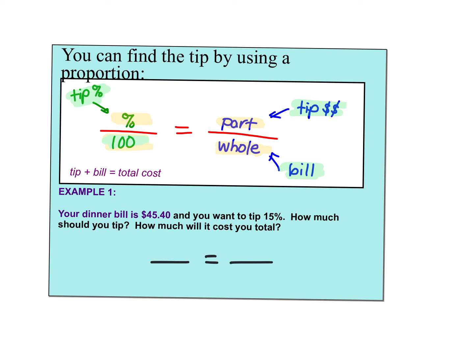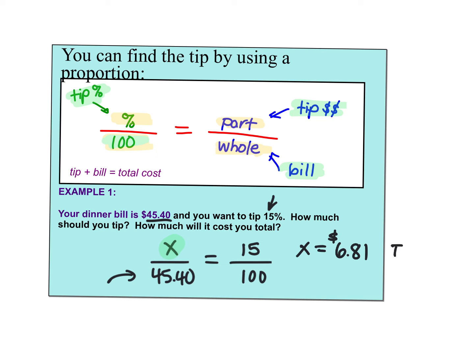So it says I want to tip 15% on my bill, which is $45.40. So first thing I know, hey, I want my tip to be 15%. I'm going to put that over 100. And my total bill, that's the whole amount, goes right here, $45.40. I want to find the part, which is a tip. So a tip is an extra amount you pay. So I want to find that amount. So I'm going to grab my calculator. You guys can too. And I'm going to type in $45.40 times 15 and then divide by 100. That is going to give me the tip that I am going to pay. So when I type that in, I end up with $6.81.